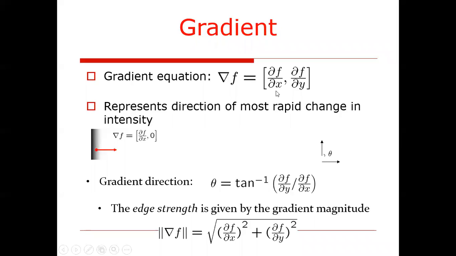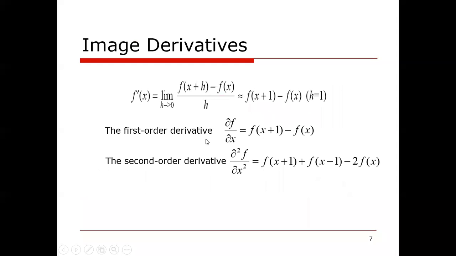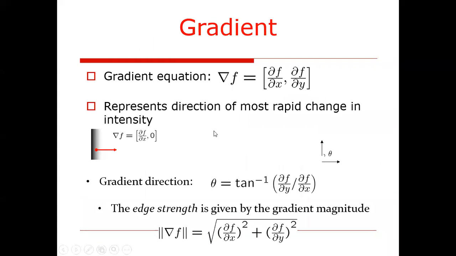So the gradient equation is del f equal to del f upon del x comma del f upon del y. First you calculate del f upon del x and del f upon del y of the given image. The image is a function in the form of x comma y. So you take the first order derivative of the image with respect to x and the first order derivative of the image with respect to y.